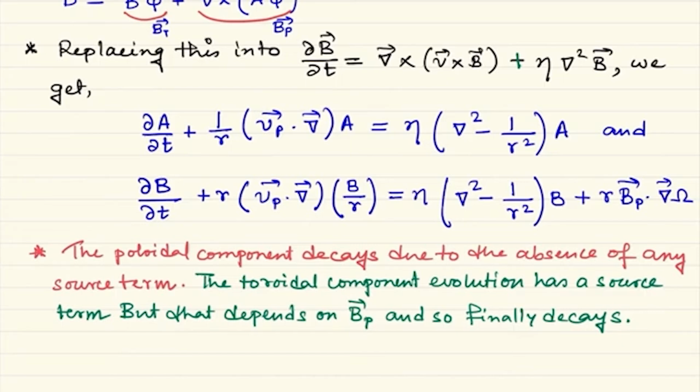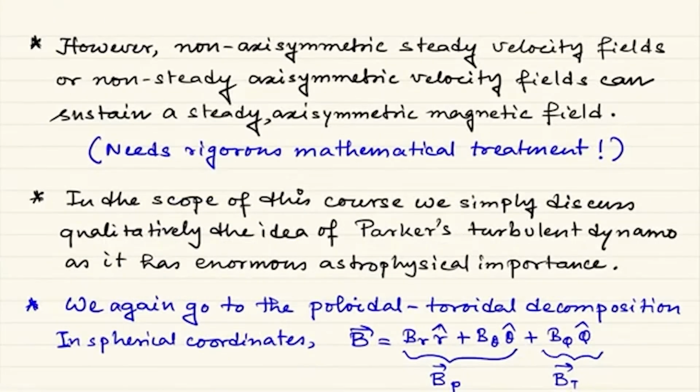Okay, so that's exactly saying that we cannot have a self-sustaining kinematic dynamo where both the magnetic and the velocity field are steady and symmetric about the same axis. Then what can be possible?